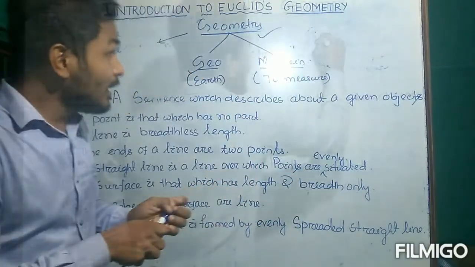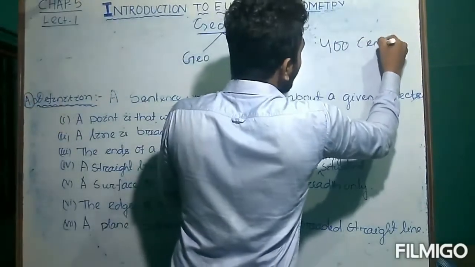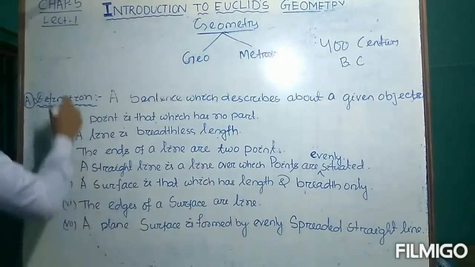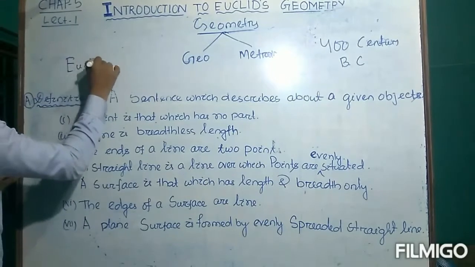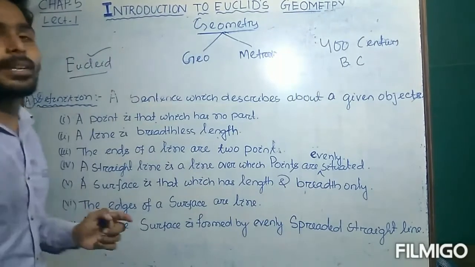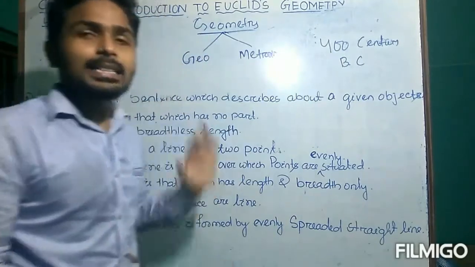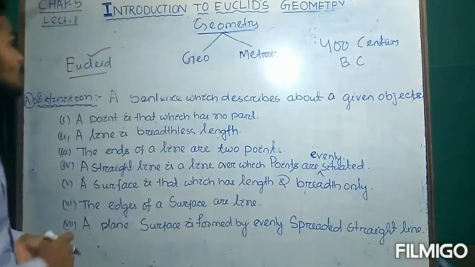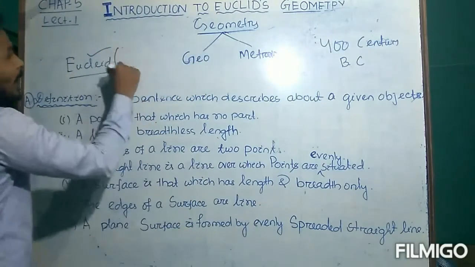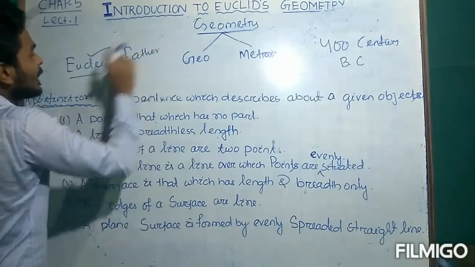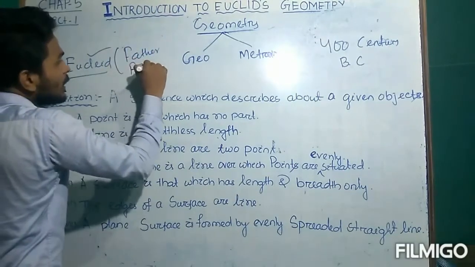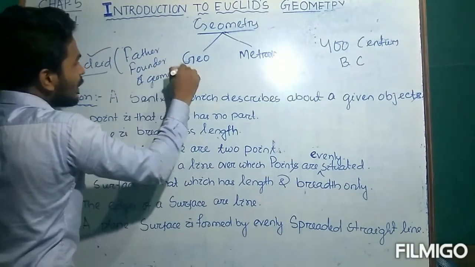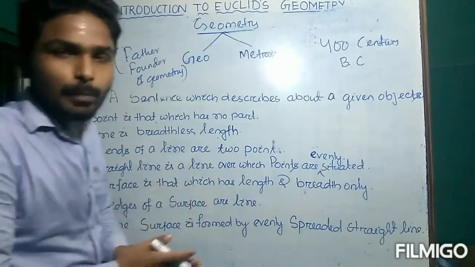anything. Understood? So in 400th century BC, before Christ, there was a great mathematician whose name is Euclid. This mathematician made immense effort in the field of geometry. He spent his entire life for the development, for the well-being of geometry. That is why he is known as the father of geometry. Euclid is known as the father or the founder of geometry.